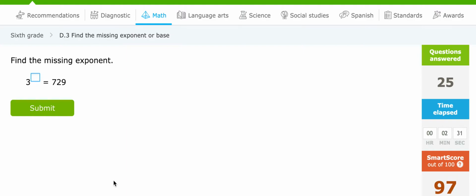So in this case, we're saying 3 to what power equals 729? If we don't remember from earlier, we can always, again, multiply it out and just count along. So if we just kind of count our fingers, we'll have 3, and then 9, 27, 81, 243, and 729. So that's going to be 3 to the 6th.